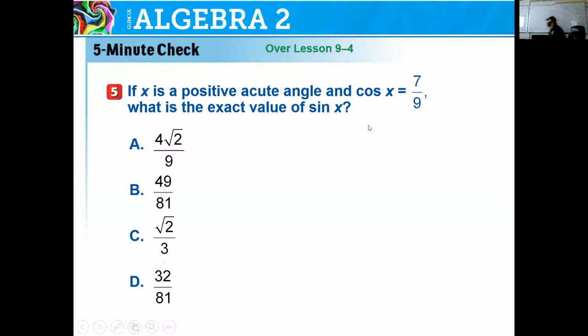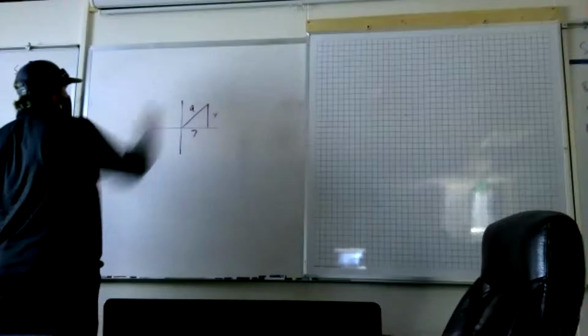Okay, last one. If x is a positive acute angle and cosine of x is equal to 7/9, what is the exact value of sine? So if I draw it up, cosine is x over r. So we need to find my y value right there. So we have to first reverse the Pythagorean theorem. Okay, we got 9, 7. We're trying to find this side because sine is y over r.